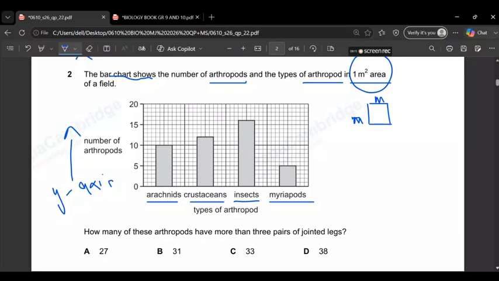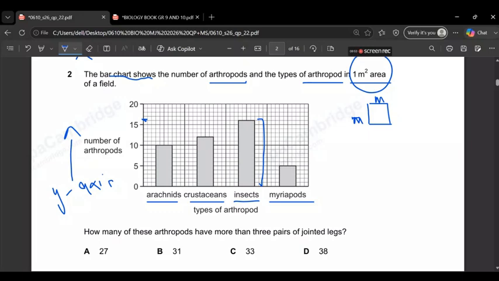So in a way it is a very easy bar graph. You can easily see the insects are the highest. Why? Because it's touching 16 somewhere over here. So how many arthropods? 16 insects. So this is the highest one, as we can very simply say. And then you have crustaceans, and then arachnids, and myriapods are the least.